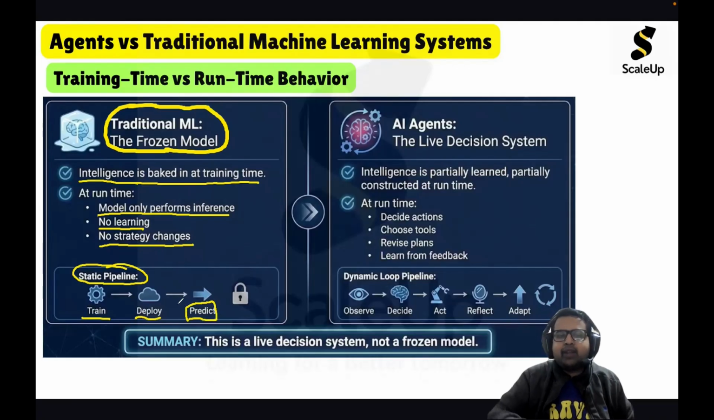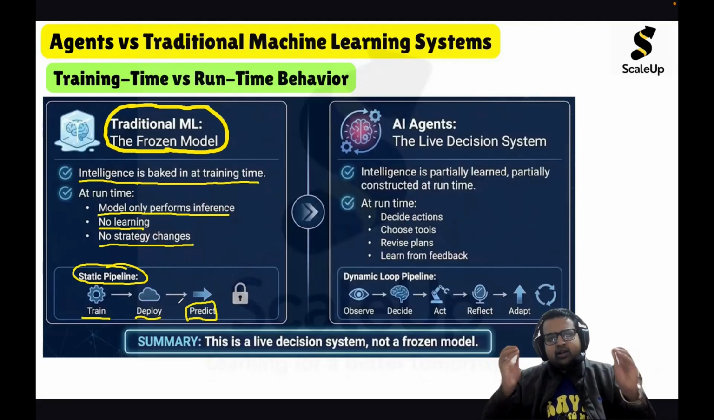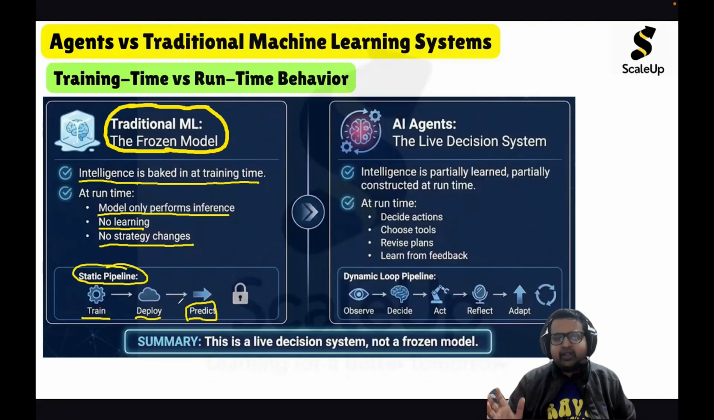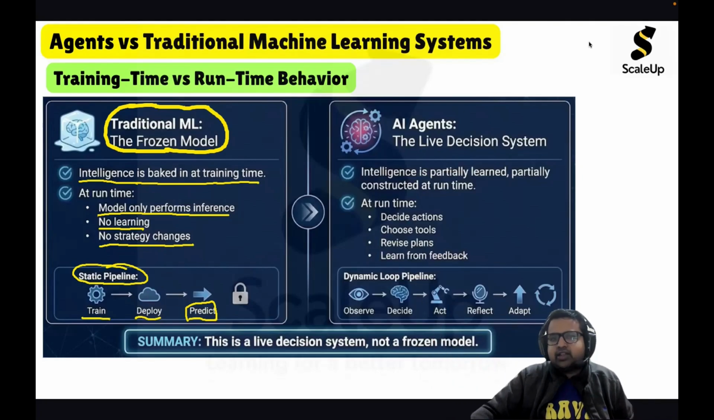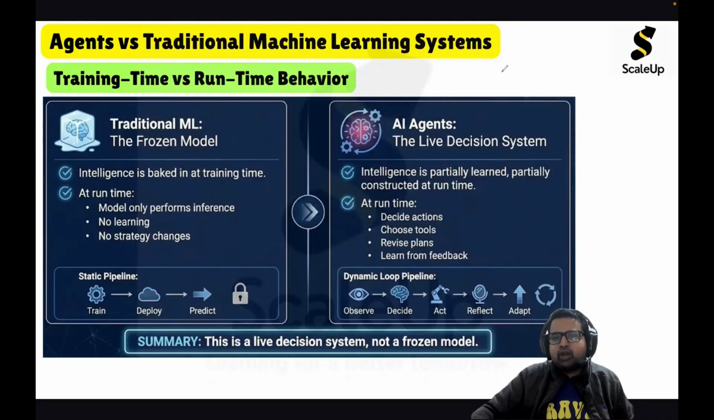Why is it a static pipeline? Once the pipeline is made, it can run, with no need for human intervention. Training is a one-time process, deployment is a one-time process, and once the model is in production, it will just take the input and, based on its intelligence, give the output. That's it. And hence traditional machine learning systems are frozen models.